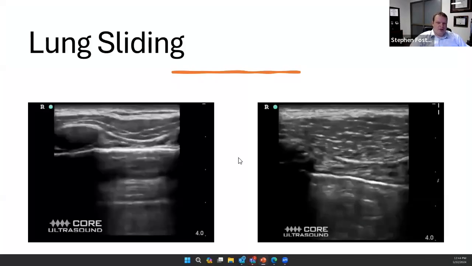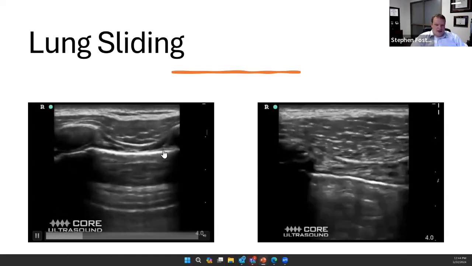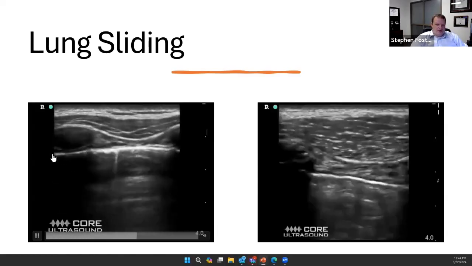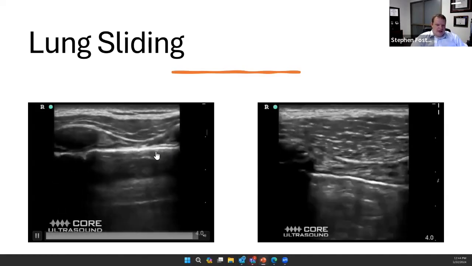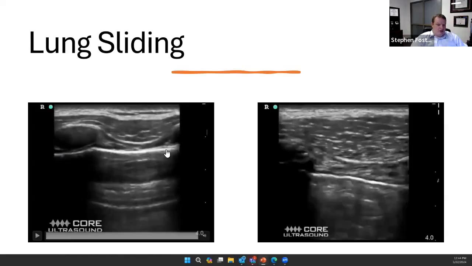All right, so now we're going to transition a little bit and we're going to talk about lung sliding. So here we're looking at the pleural lining of the lungs to see if the lungs are still functioning correctly. And so we'll look at normal first on the left. And if you guys can see that bright white line in the middle, this is called an ants on a log effect. So as you see, it's a shimmering line there. It looks like it's moving.